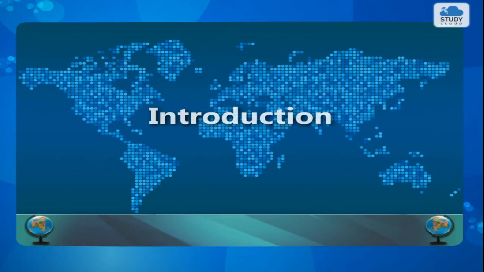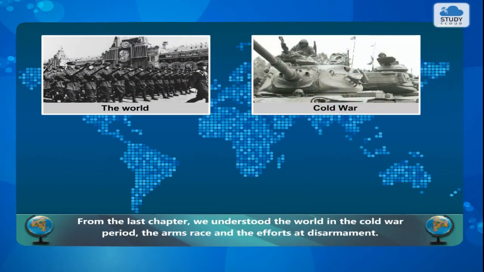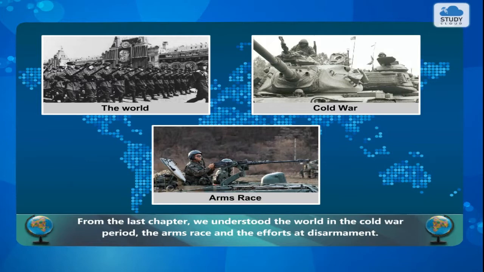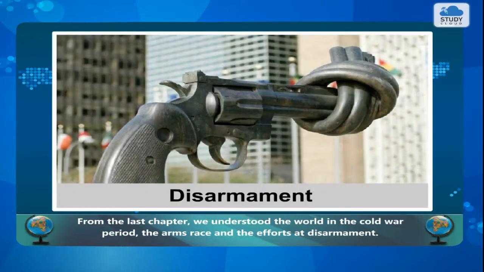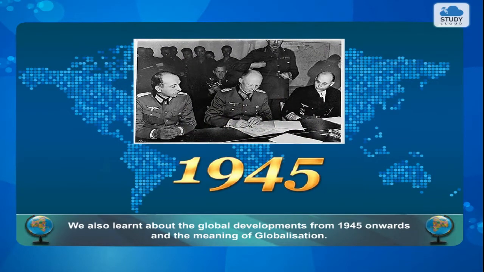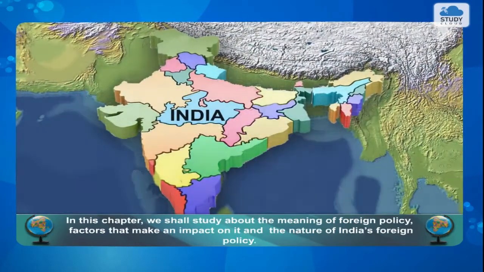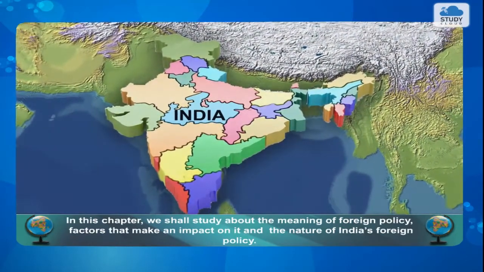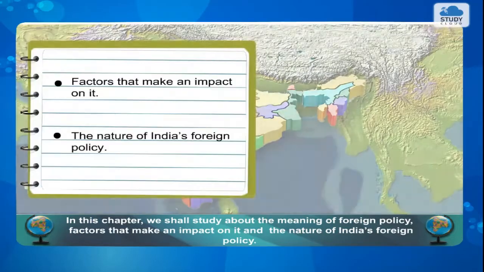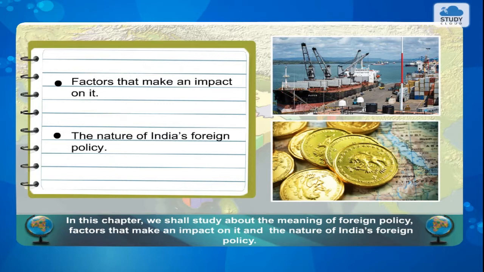Introduction. From the last chapter, we understood the world in the Cold War period, the arms race, and the efforts at disarmament. We also learned about the global developments from 1945 onwards and the meaning of globalization. In this chapter, we shall study the meaning of foreign policy, factors that make an impact on it, and the nature of India's foreign policy.